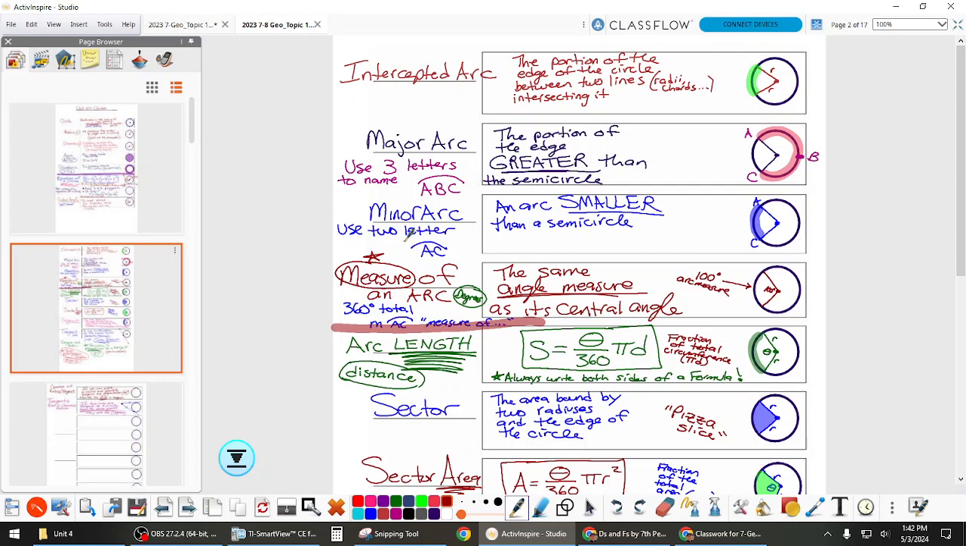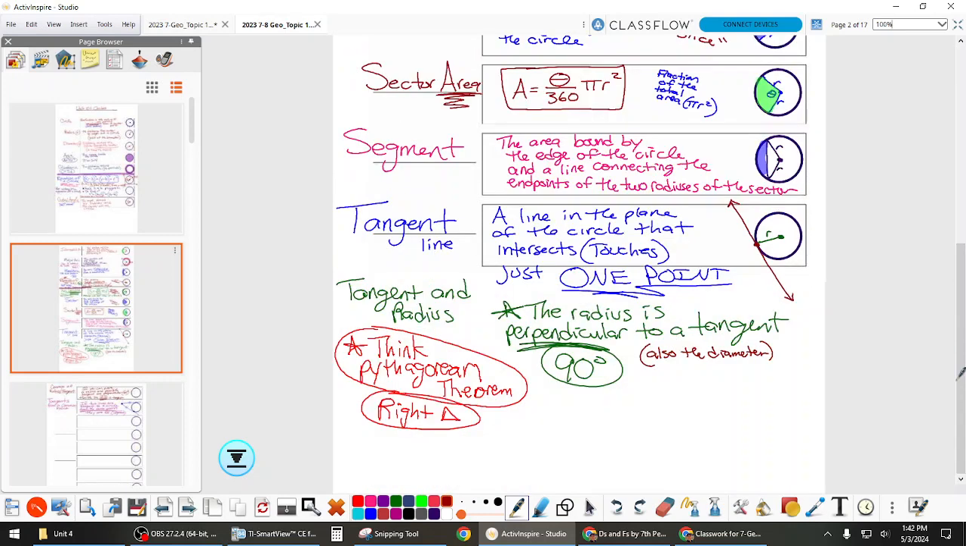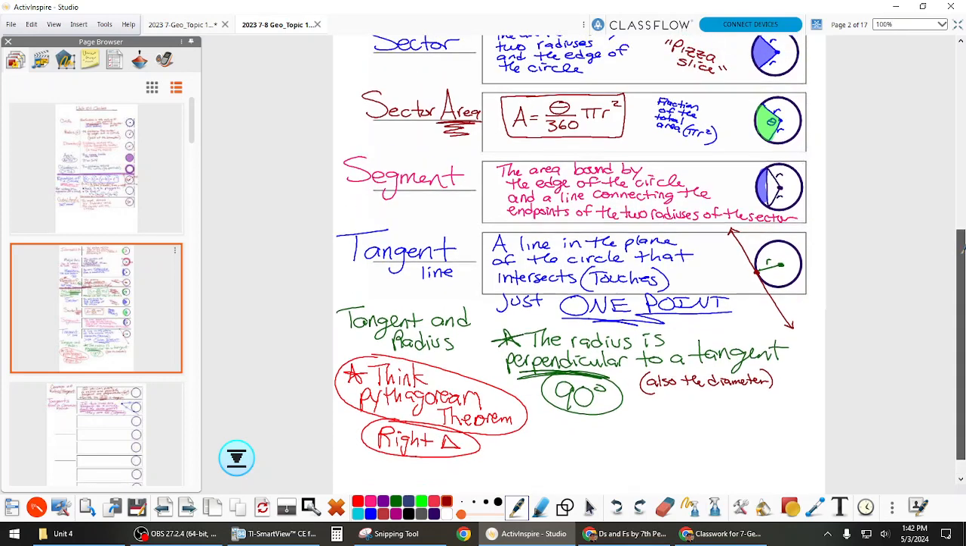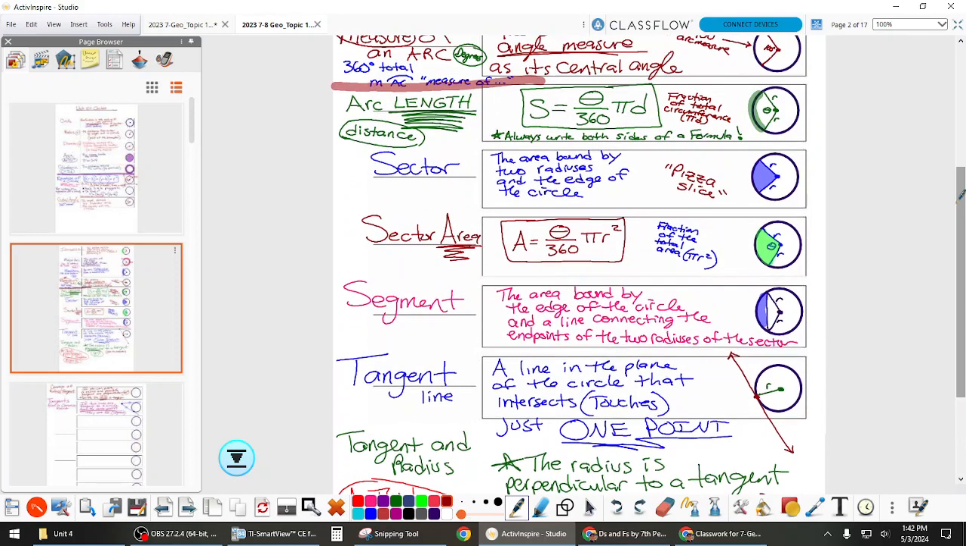Remember, arc length and sector area both were the fraction out of the total angle, so a fraction of 360. So fraction of the 360 times the circumference, fraction of the 360 times the area. It was just whatever fraction that piece is. I think you guys agreed, but those were pretty intuitive. It made sense to your gut. The segment was a little bit of a pain. We have an example in the back, how to find the area of that.